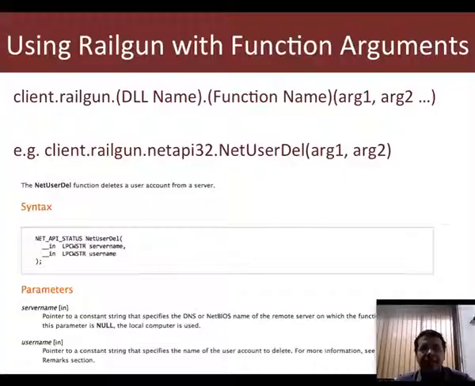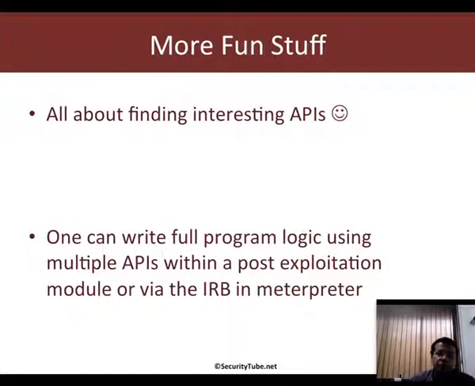So this is how you can use Railgun to call different functions in different DLLs available on the remote system. Of course, this is not limited to the two examples I just showed you. You could find a lot of interesting APIs like locking the workstation, deleting accounts, creating new user accounts, adding people to groups and whatnot, and string together pretty complicated scripts. If you look at a lot of post-exploitation modules in Metasploit, you would see that they've made judicious use of Railgun in doing all of this.